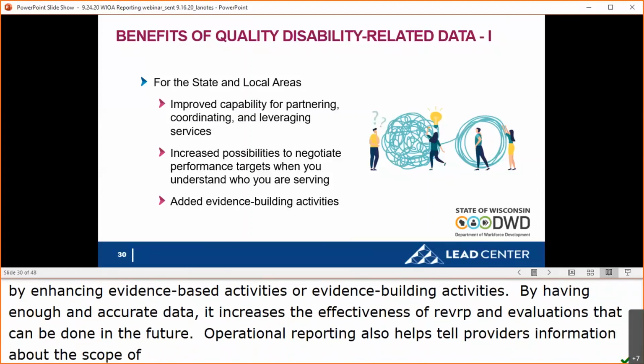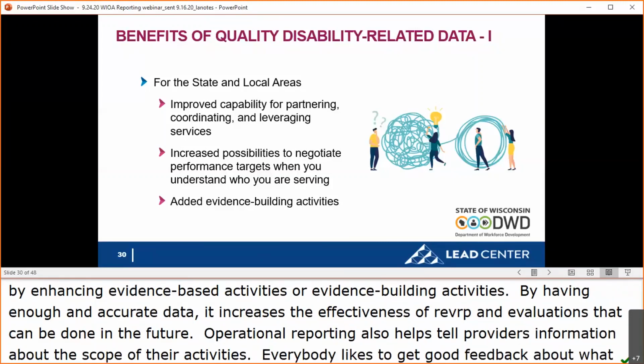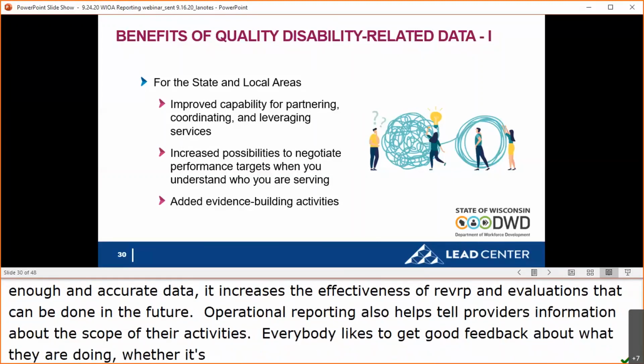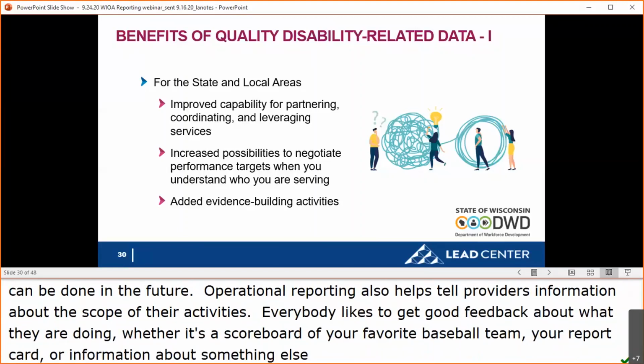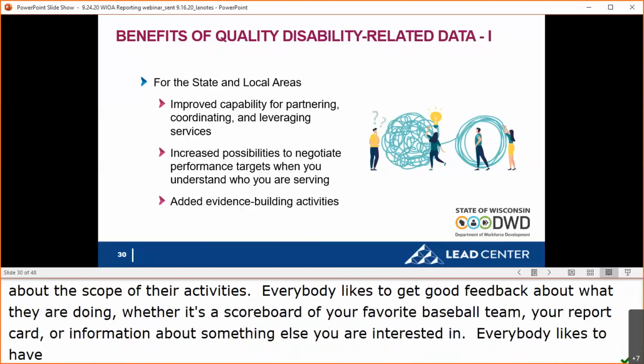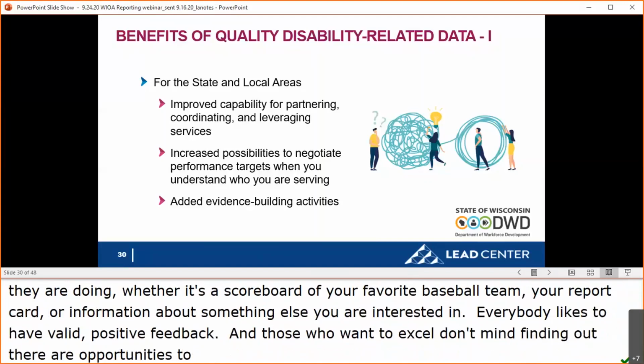Everybody likes to get good feedback about what they are doing, whether it's a scoreboard of your favorite baseball team, your report card, or information about something else you have interest in. And everybody likes to have valid, positive feedback. And those who want to excel, they don't mind finding out that there are opportunities to improve as long as it's valid information. Next slide, please.